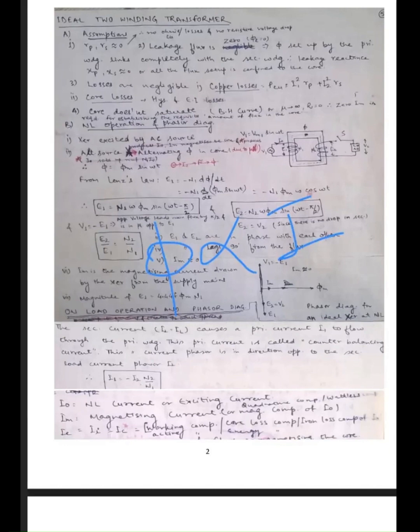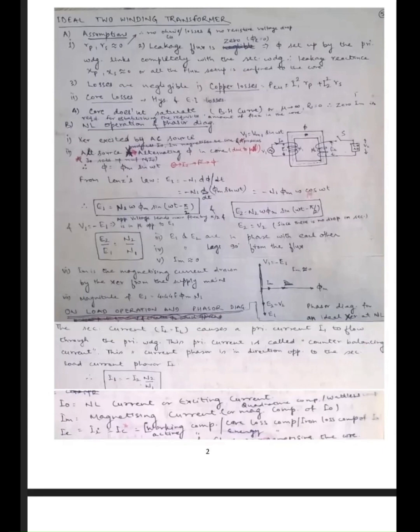Okay, so flux is generated in the iron parts. If there are some irregularities, voids, or air gaps in the core, or due to the presence of some other iron parts in the transformer, this leakage flux develops. And this flux, which is set up by the primary winding, does not link completely with the secondary winding.